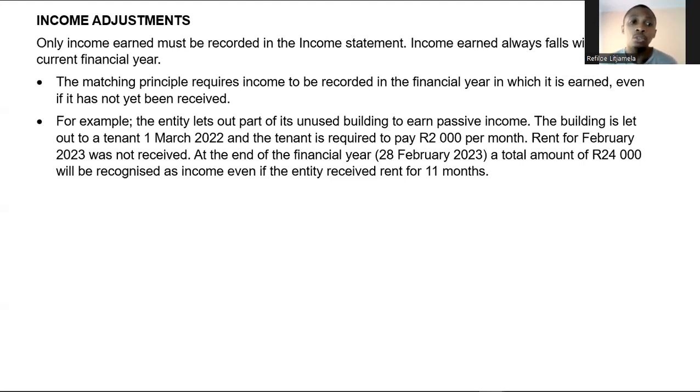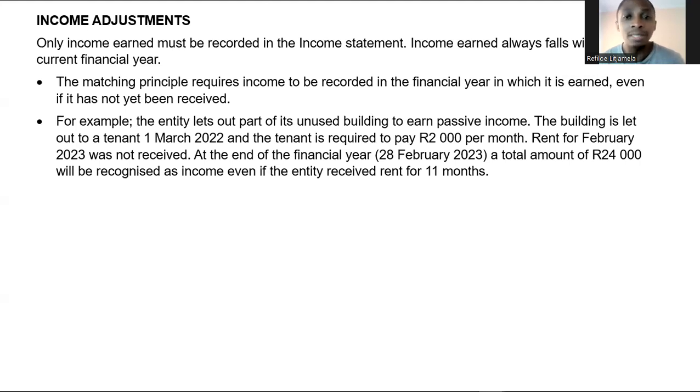Now, when you calculate your rent for 12 months, note that you're going to let the property to this person for 12 months, and they're going to pay 2,000 rand per month, meaning that for 12 months, we need to have received 24,000 rand. That's what we have earned because this person has stayed in our property for 12 months, okay? Now, note that 24,000 will be recognized as income, even if the entity only received rent for 11 months. So we will recognize income for 12 months, even though the entity has only received rent for 11 months. The amount received is for 11 months, okay?